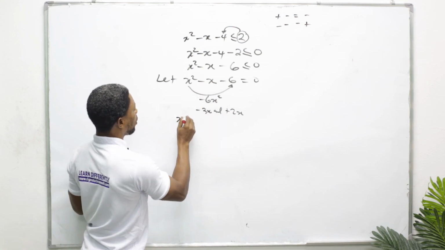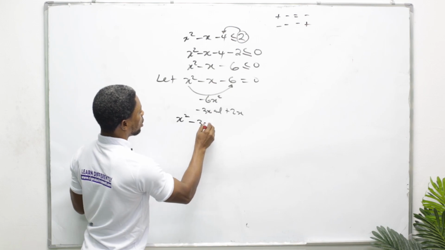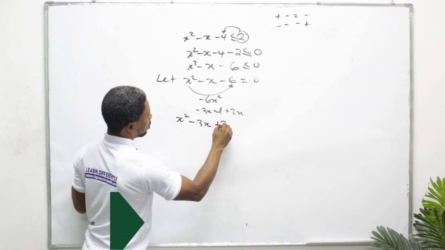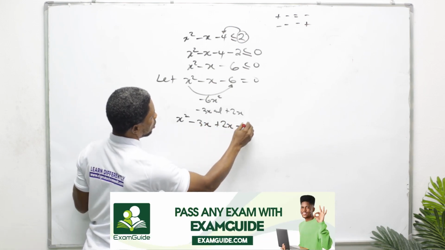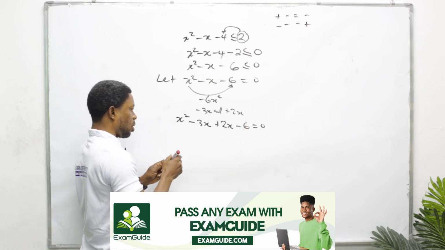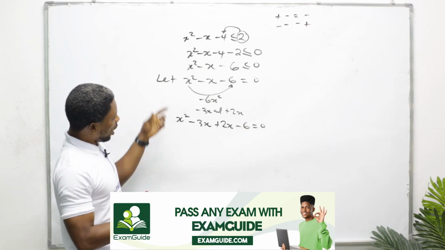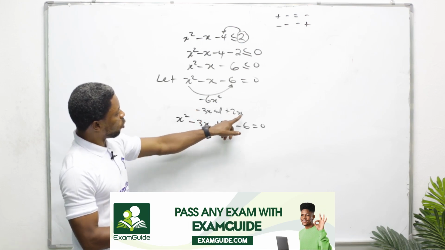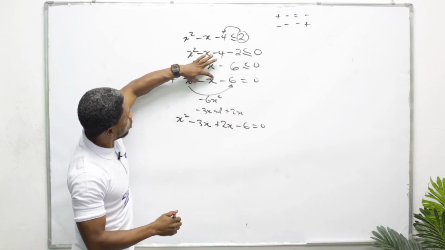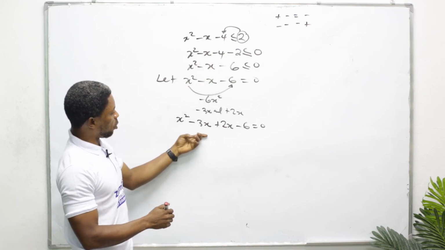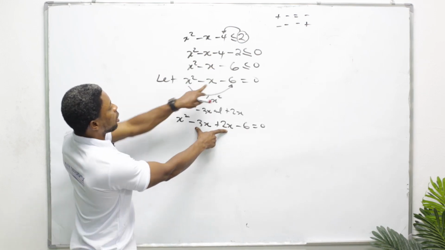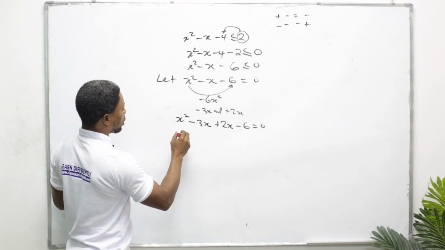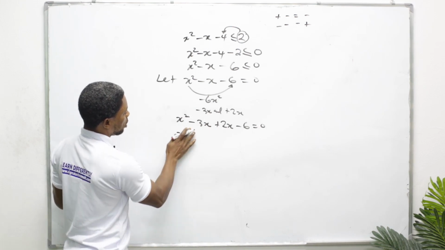So that means this is the factor I'm going to use. So I'm going to have x squared minus 3x plus 2x minus 6 equals 0. I replace minus x with minus 3x and plus 2x, so no more minus x. Because if I add these two, it will give me this one. So now, this is now x squared.